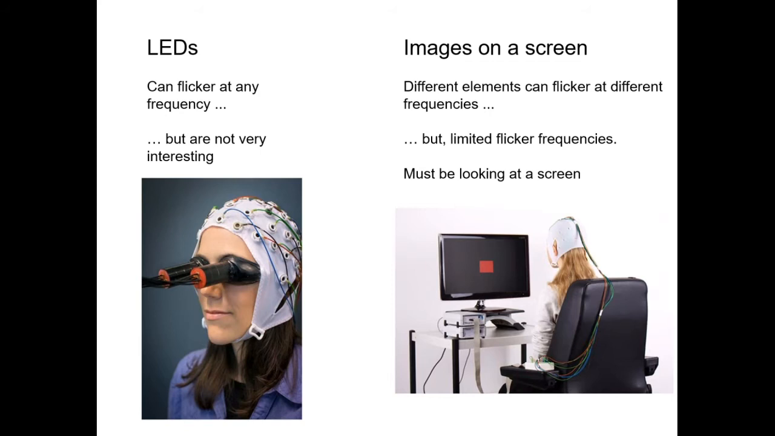Now, the second way is to create SSVEPs with images on a screen flickering at different rates, and this is commonly used in brain-computer interfaces. Now, this is more interesting because with frequency tagging, you can have different elements on the screen flickering at different frequencies and isolate these frequencies in the EEG. So there's more you can do in terms of experimental design, but you do need to be looking at a screen.